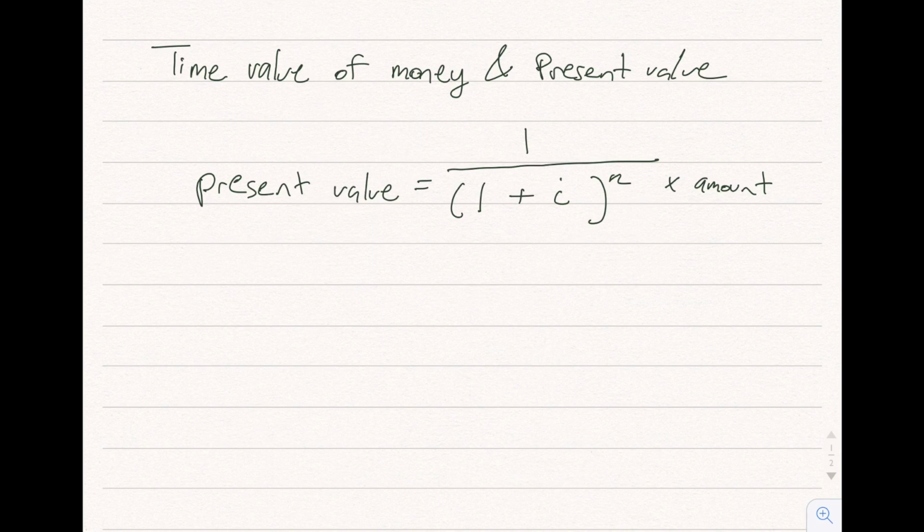Hi everybody. Today we're talking about time value of money and the related concept of present value. As you know, a dollar today is better than a dollar tomorrow or a year from now or several years from now. Why? Because if you have money today, you can invest that money and earn interest on it, whether that's in a bank or whether you lend that money to someone and they pay you interest.